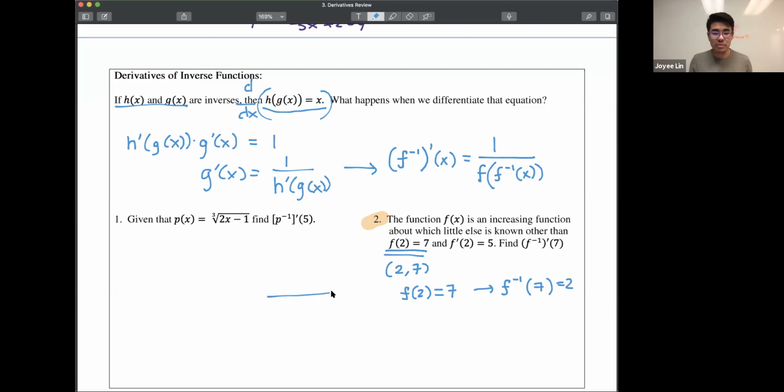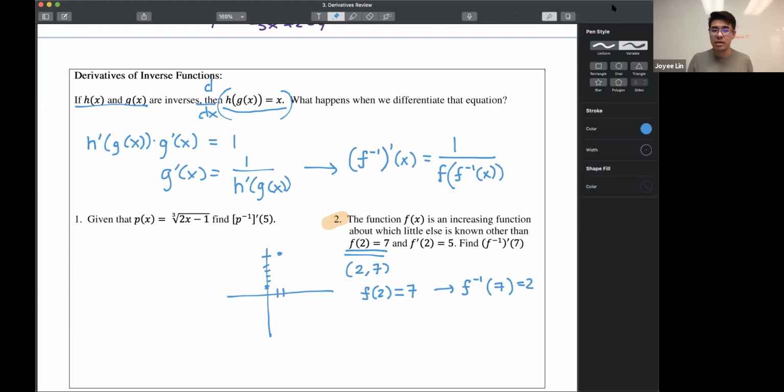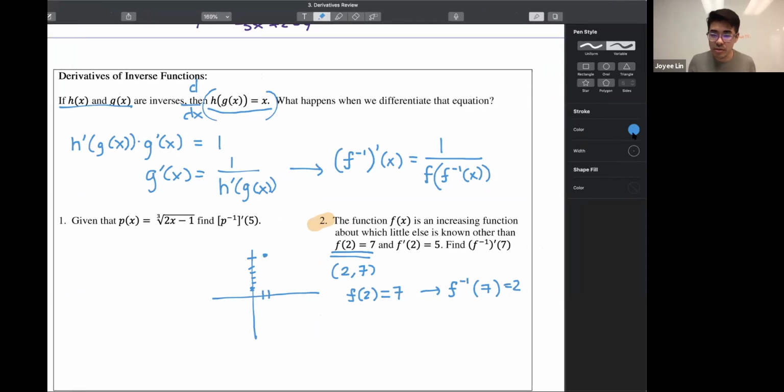We can even make a pretty picture here. So if I have the point 2 comma 7, imagine that there's 7 dashes there. Then I can go ahead and plot another point that has 7 comma 2. Let me use a different color. 3, 4, 5, 6, 7, 1, 2, right? So these are the 2 points, right? So this would be this one. This one would be this one.